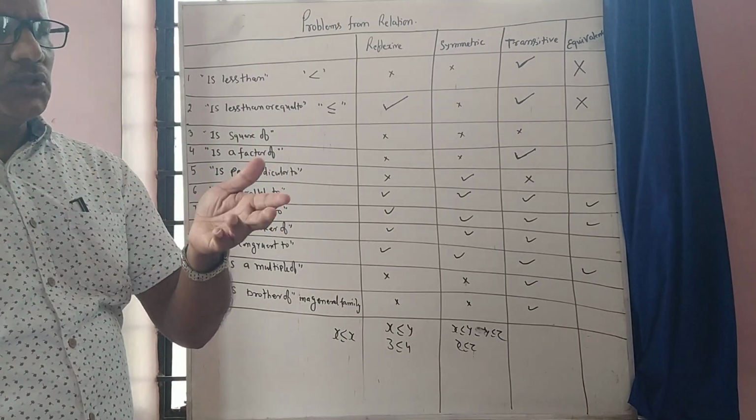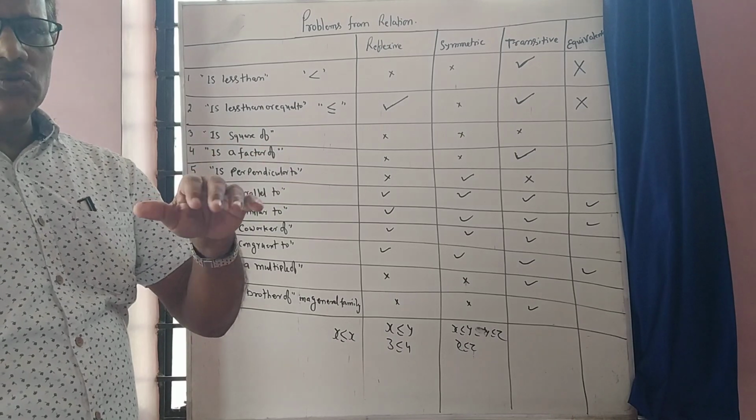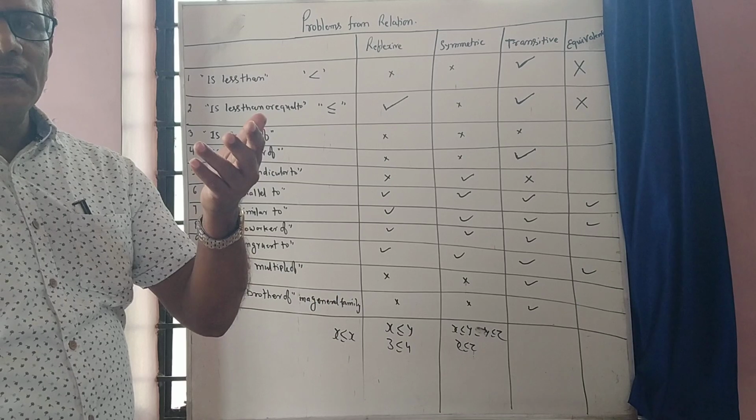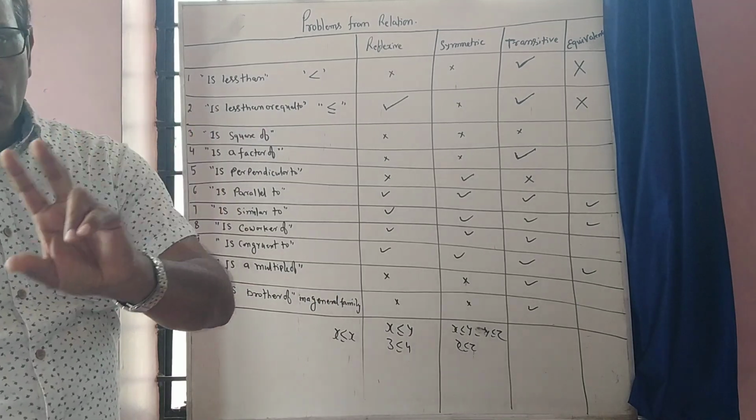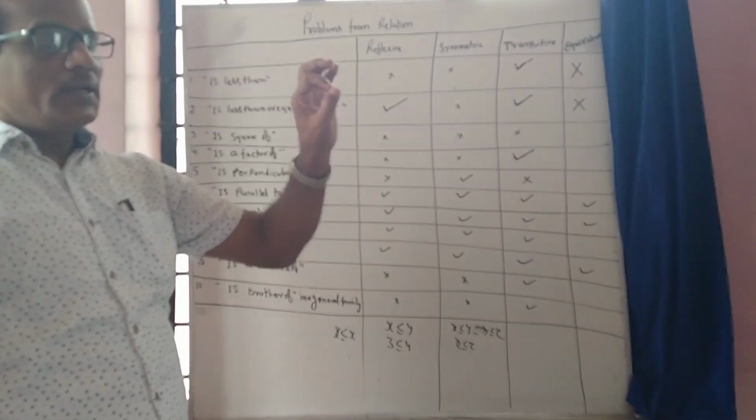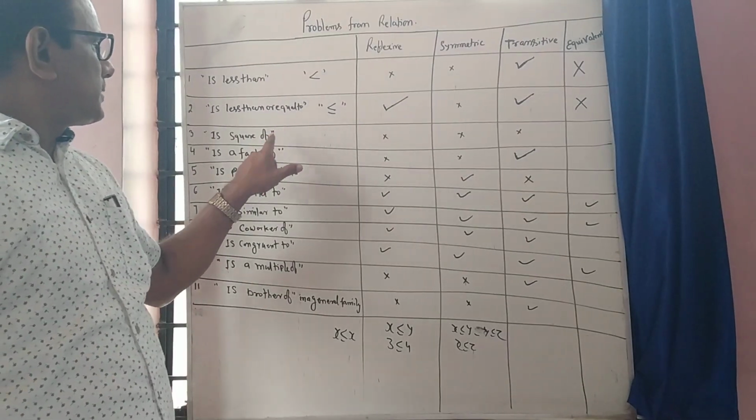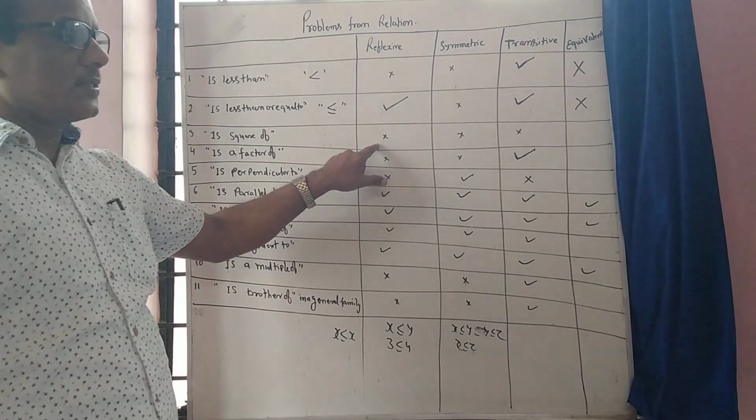The square of 0 is 0, the square of 1 is 1. But the square of 2 is not 2, it is 4. The square of 3 is 9. So therefore it is not true for all. Reflexive means it is true for all. So that's why the square relation is not a reflexive relation.